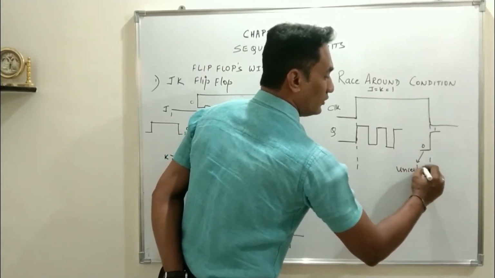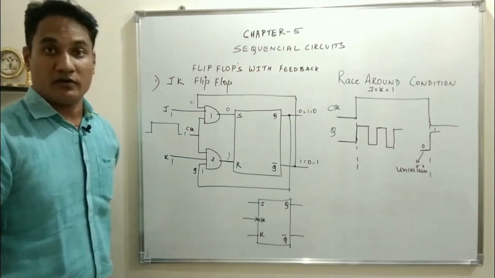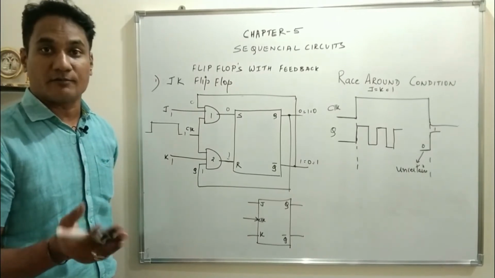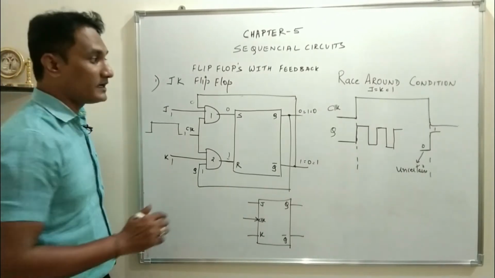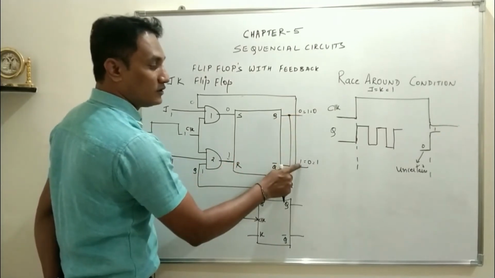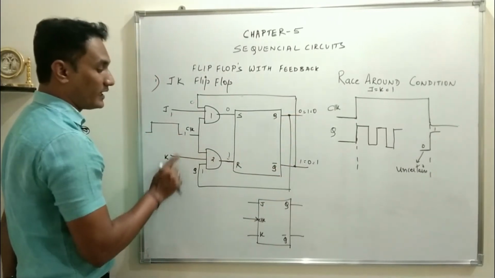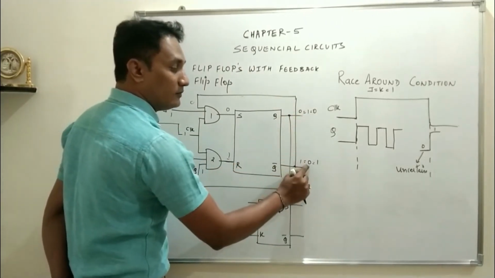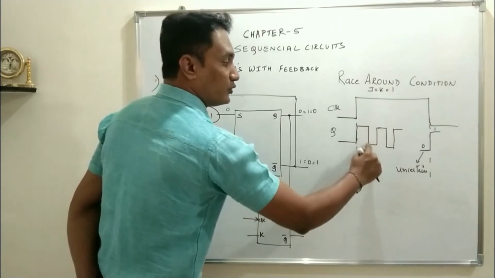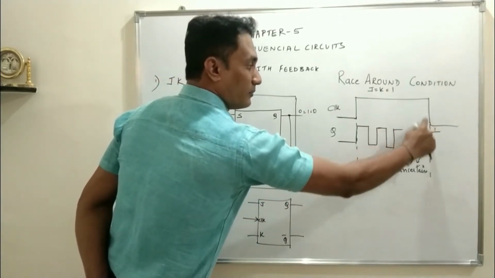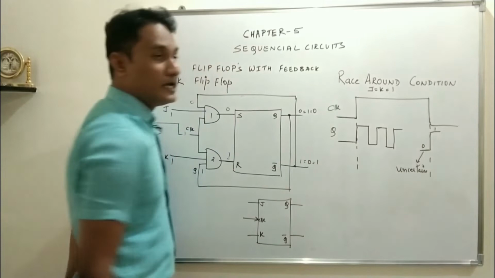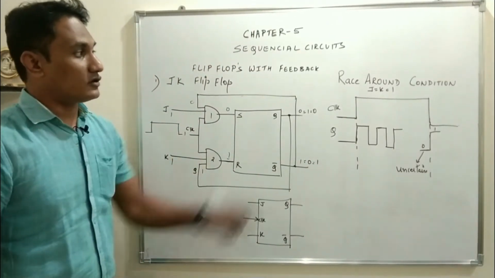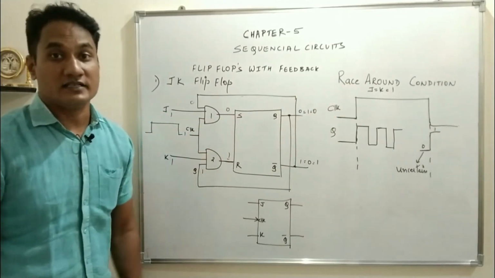We don't know how it is going to end up when the clock becomes 0, or when the clock is deactivated. The output at that point may be 0 or 1, but what is the expected output? We said initially Q is equal to 0, Q bar equals 1, and when J and K is 1 and clock is given, the output should toggle to 1. That means Q should be 1, Q bar will be 0. But if the output keeps on toggling until the clock becomes 0, the output may be 0 or 1, and that uncertain condition is called race around condition.